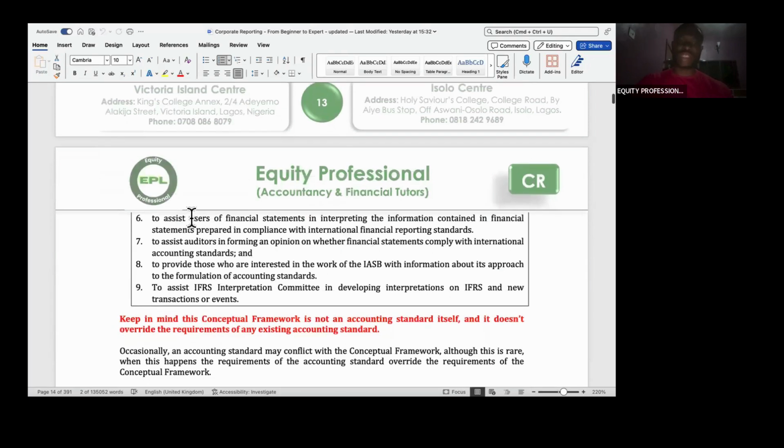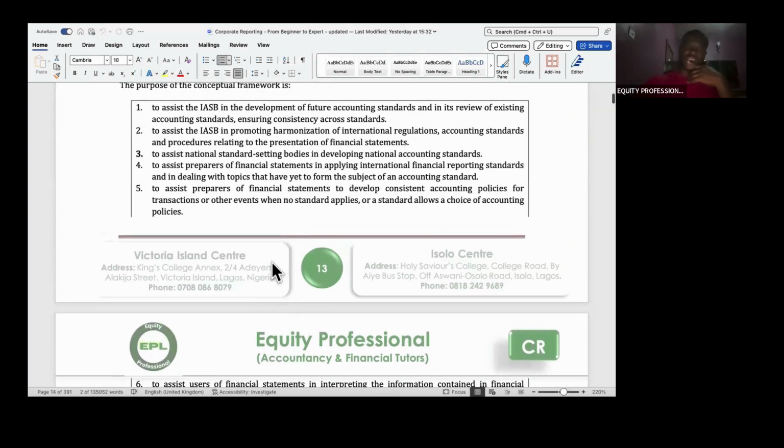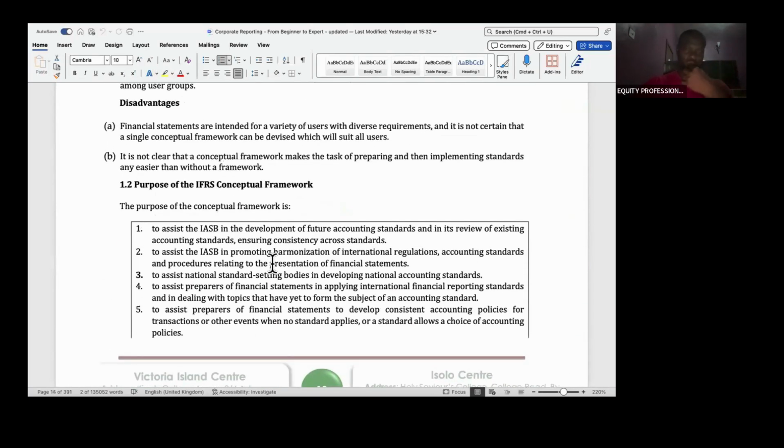It can also help users to interpret and understand the financial statements. It can help auditors in forming an opinion on the financial statements. And also, it can help those who are interested in the work of the IASB to understand how accounting standards are developed. It can also help the interpretation committee to develop interpretations on IFRS. Okay, so those are the uses of this conceptual framework.